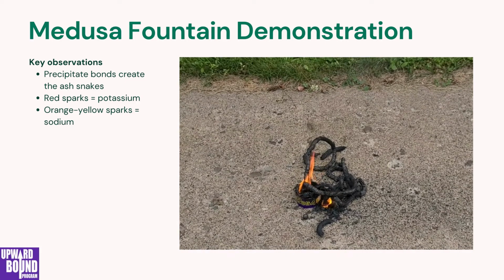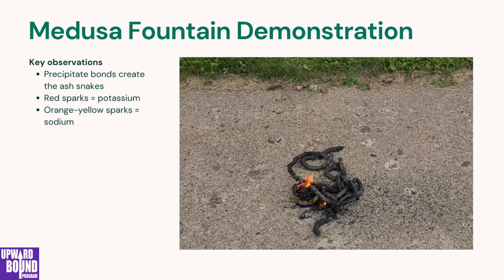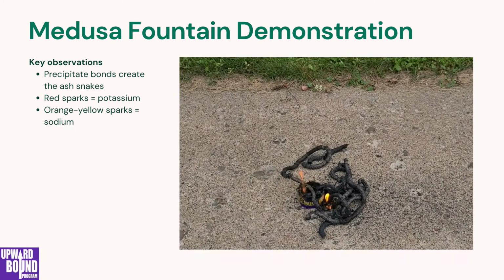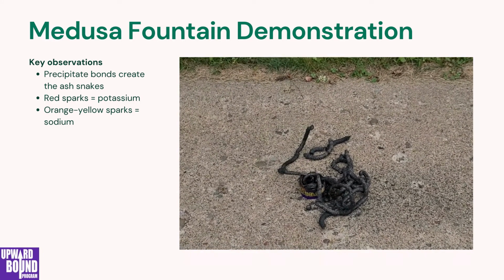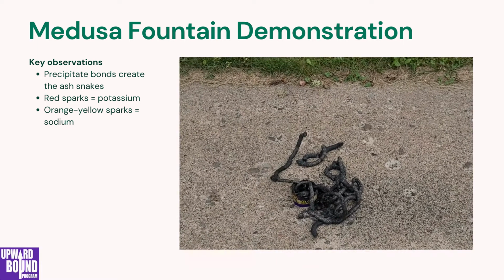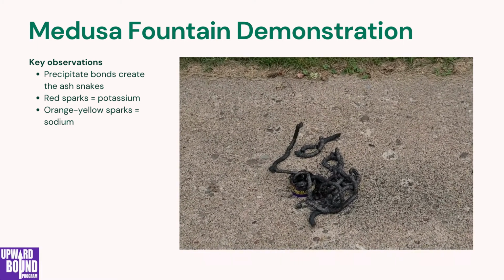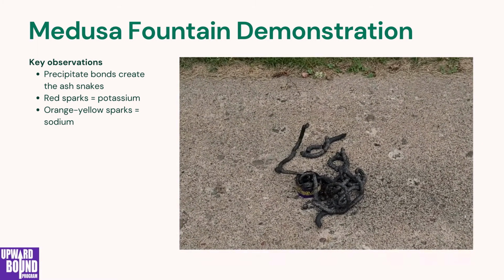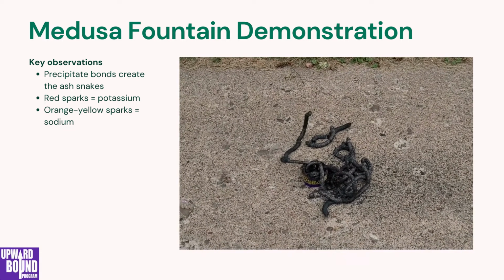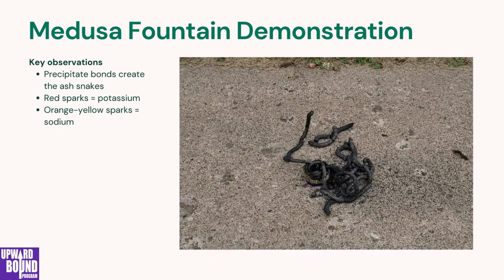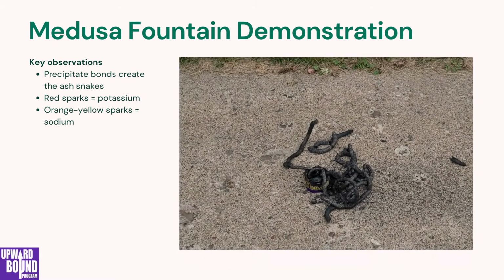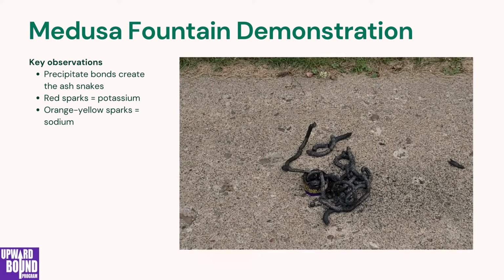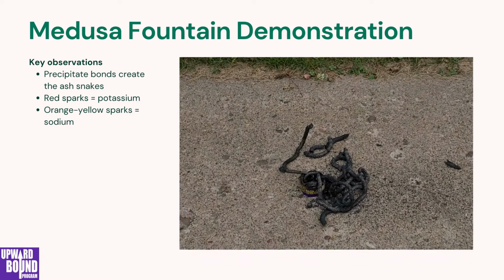As you can see in this firework here, the Medusa, we're producing big ash snakes, and that is a chemical reaction in which precipitate forms, where you usually have two substances and they come together to make kind of a semi-solid substance. So in this case, they make these snakes, and at the beginning you could see some red and a little bit of orange, so there was some sodium and lithium or potassium in this reaction.